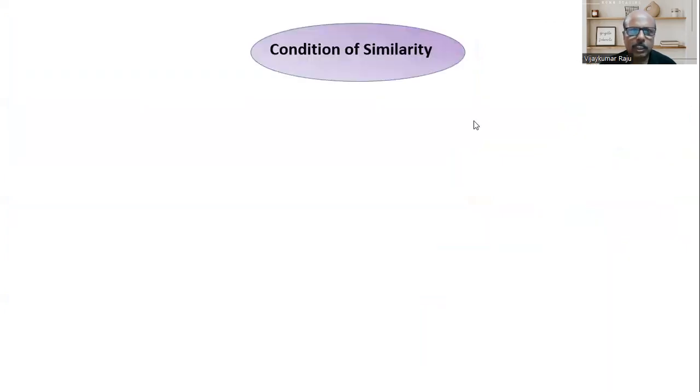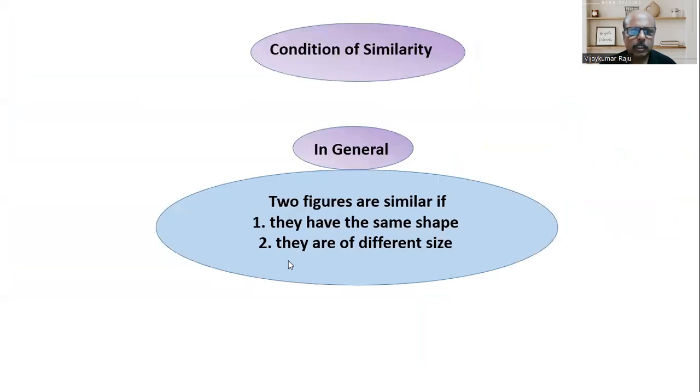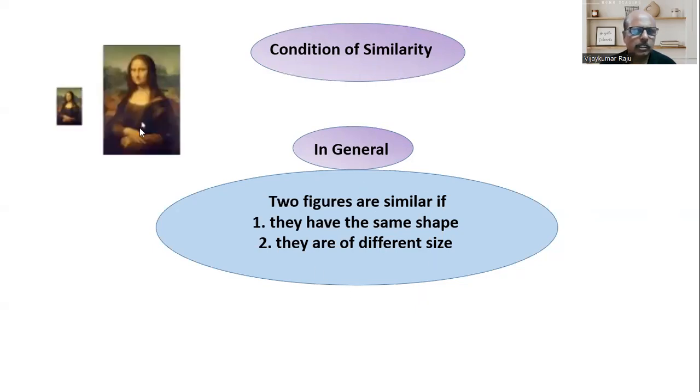Now let us see what is the condition of similarity in general. Two figures are similar if they have the same shape. Shape must be same. They are of different size. If the same shape, different size, then they are similar. Let us show some figures. See this. This is a stamp size photo, and this is a little bigger photo, that means you can say passport size photo.